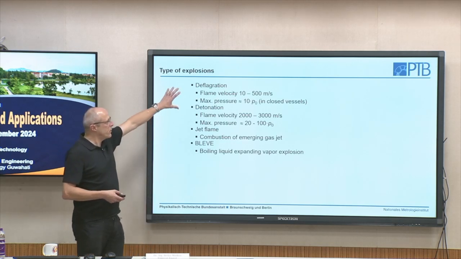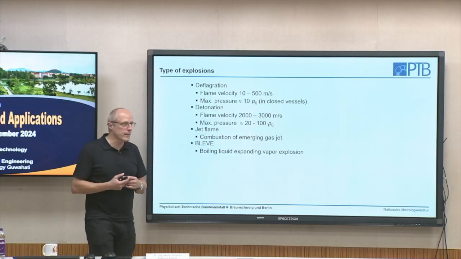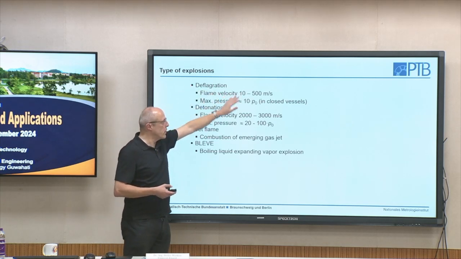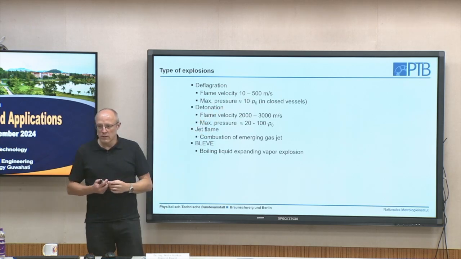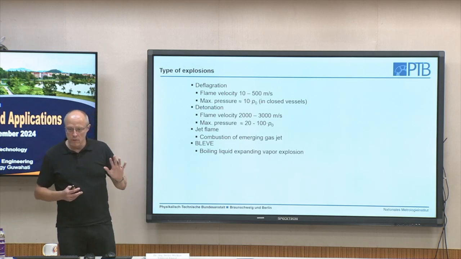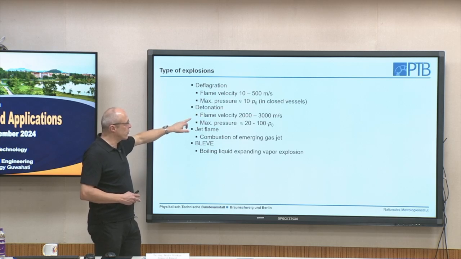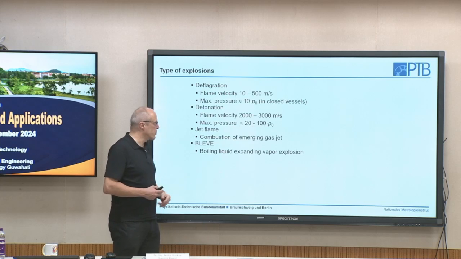We have deflagrations with quite low flame velocities. Here we have a flame propagation mainly due to conduction and diffusion effects together with convection. The flame velocity is in the range of 10 to 500 meters per second, and the maximum pressure is 10 times the initial pressure. Much more severe are detonations, where we have much higher flame velocities, and we yield much higher explosion pressures.